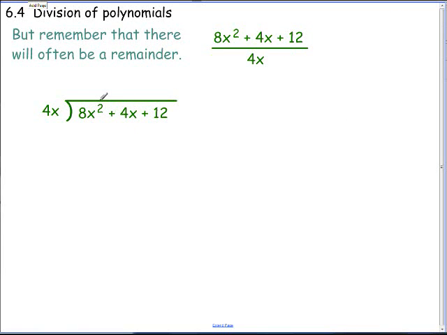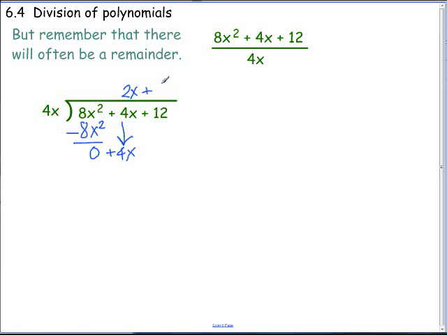Sometimes there will be a remainder. So let's see what happens in that case. What would we multiply 4x by in order to get 8x squared? 2x. So we're going to put it in the x to the first power column. 2x. We multiply it, we get 8x squared. We subtract that, 0. We bring down the next thing, which is plus 4x. How many times will that go in?